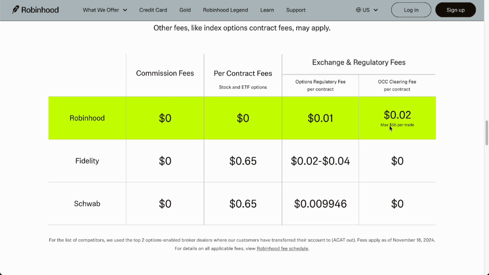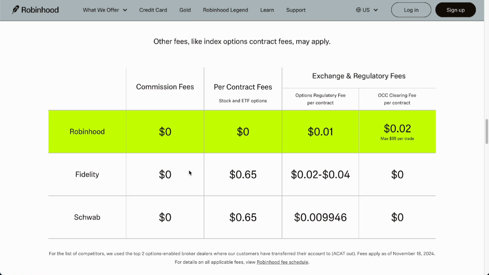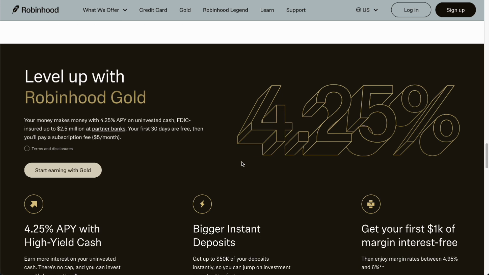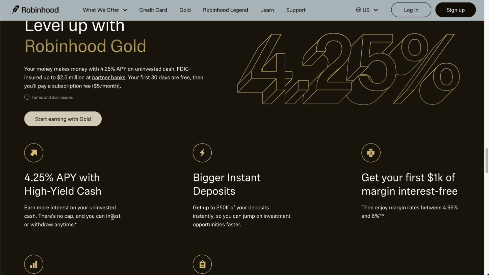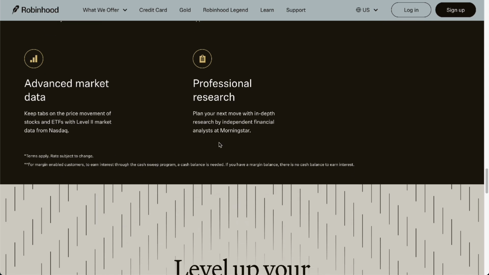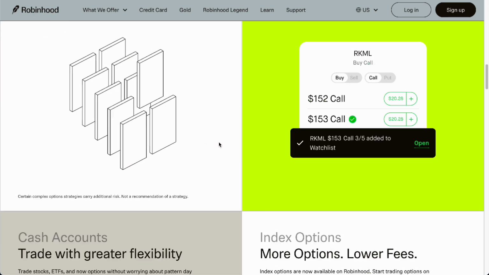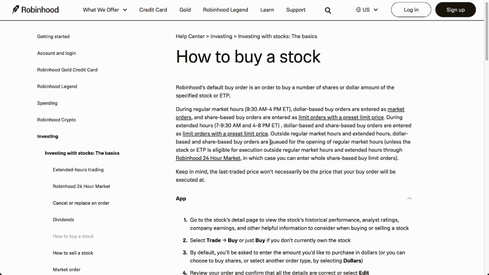This is the actual commission fees and the fees that may apply between Robinhood, Fidelity, and Schwab. You can see that Schwab does it better, except for the per contract fees for stock and ETF options. This is what I'm talking about, the premium part, the leveling up with Robinhood Gold. You will get 4.25% APY with high yield cash and advanced market data.